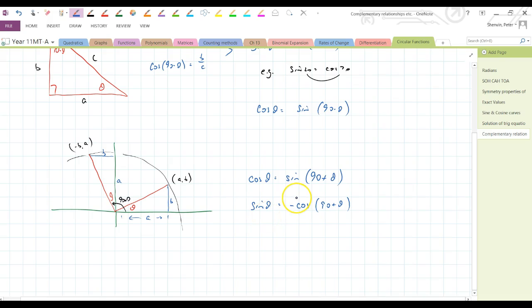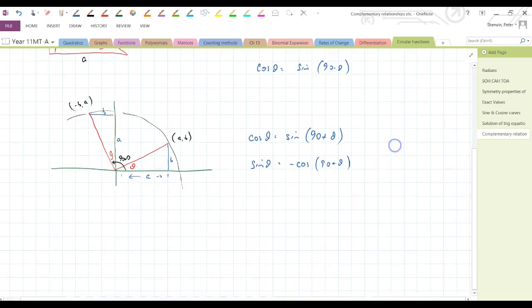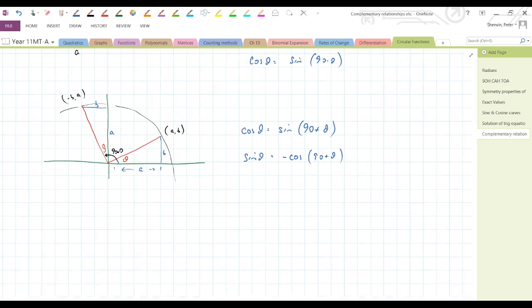Yeah, you can switch those negative signs around. But this is going to be quite useful for us. So those two, plus this, sine theta equals cos of 90 minus theta, we're going to be able to use those down the track, just in little bits and pieces that we're working on. So, all right, let's have a look at some examples then.